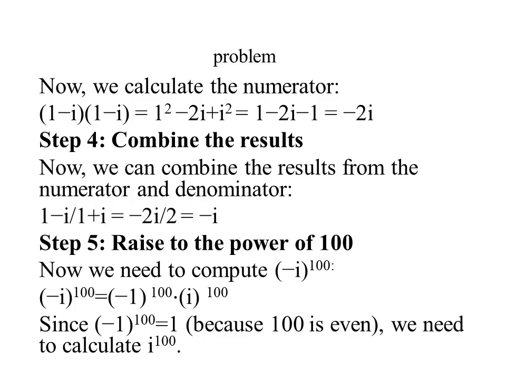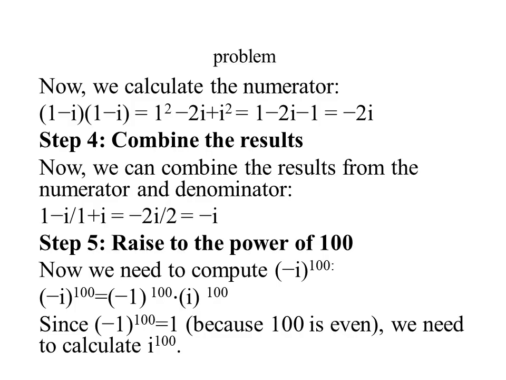In step 4 we combine the results from the numerator and denominator. We get (1 minus i) over (1 plus i) gives rise to minus 2i by 2, that is minus i. In step 5 we raise to power 100. Now we compute (minus i) whole to the power of 100. Therefore (minus i) whole to the power of 100 is equal to (minus 1) to the power of 100 into i to the power of 100.